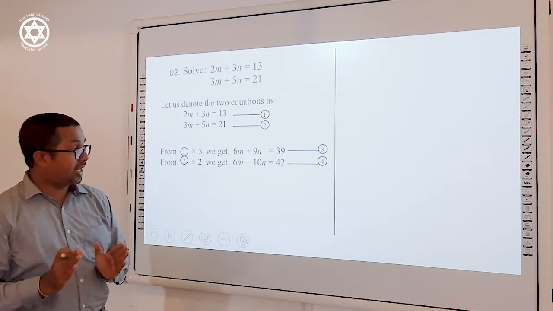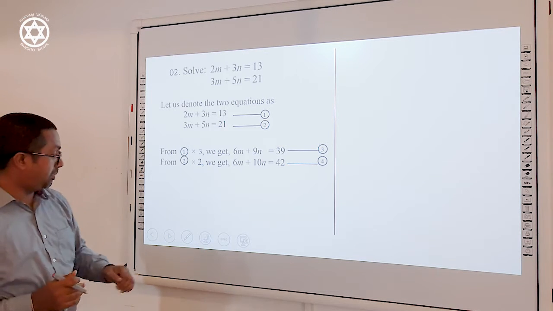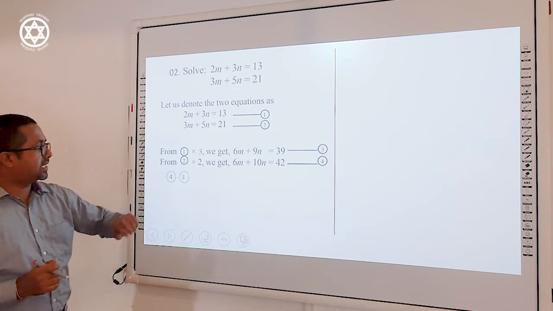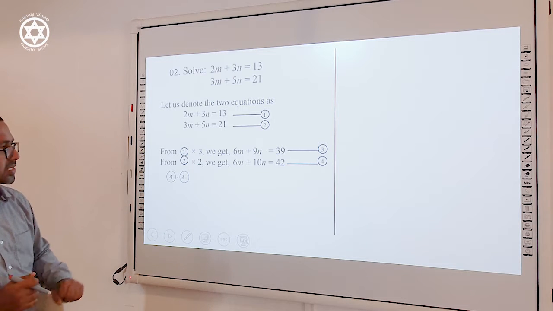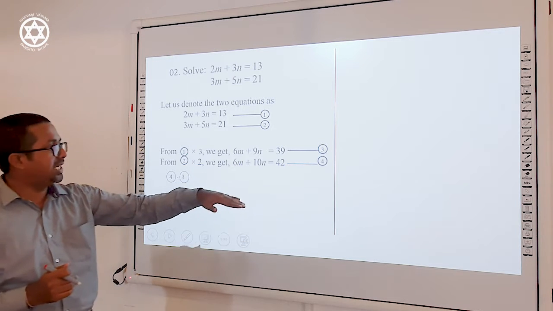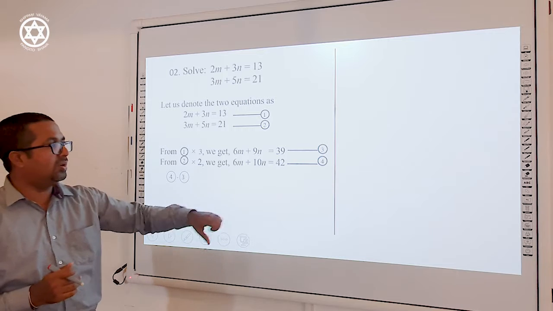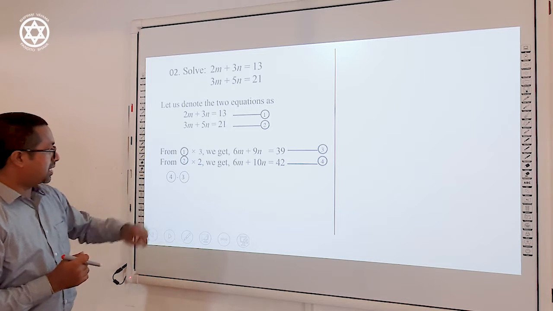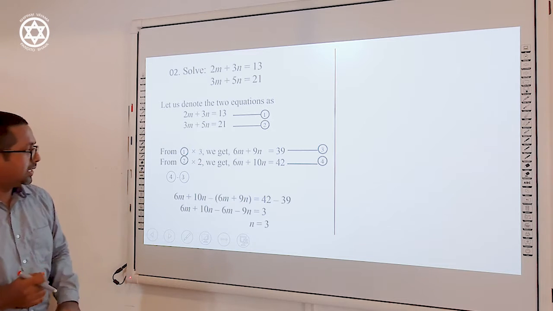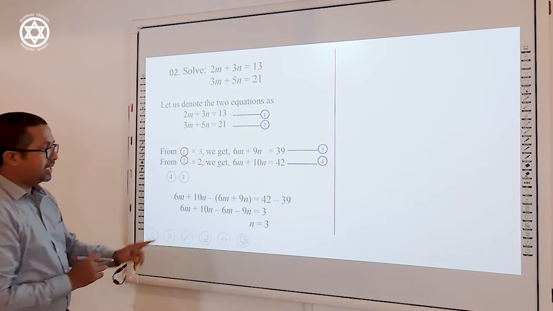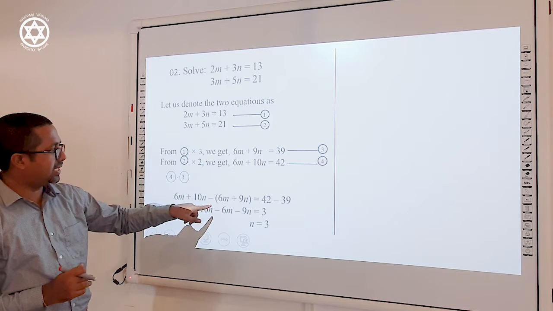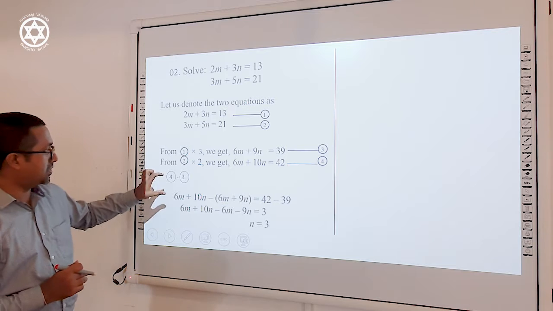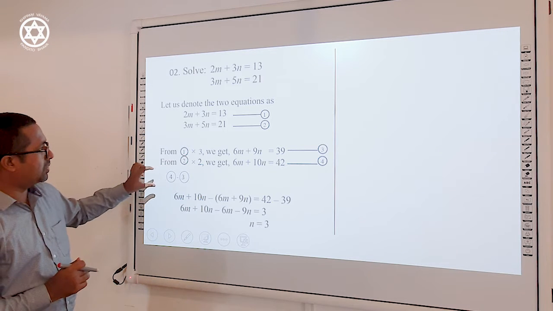Now I think you understand what operation we must select to remove this term. If the sign is the same, we have to subtract the equations. If you like, you can subtract the third equation from the fourth equation, or you can subtract the fourth one from the third equation. Here, we subtract the third one from the fourth one. Then 6m plus 10n, minus the left hand side 6m plus 9n. On the right hand side, 42 minus 39, because we subtract the third one from the fourth one.